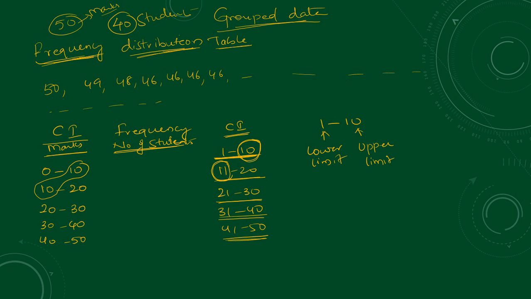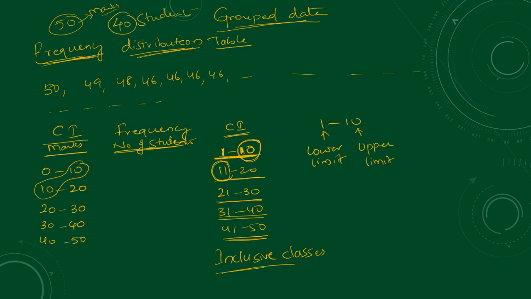Such classes, where the upper limit of one class and the lower limit of the next class are different, we call inclusive classes. Why do we call them inclusive classes? Here, for 1 to 10, 1 is included and 10 is also included. So such classes are called inclusive classes.